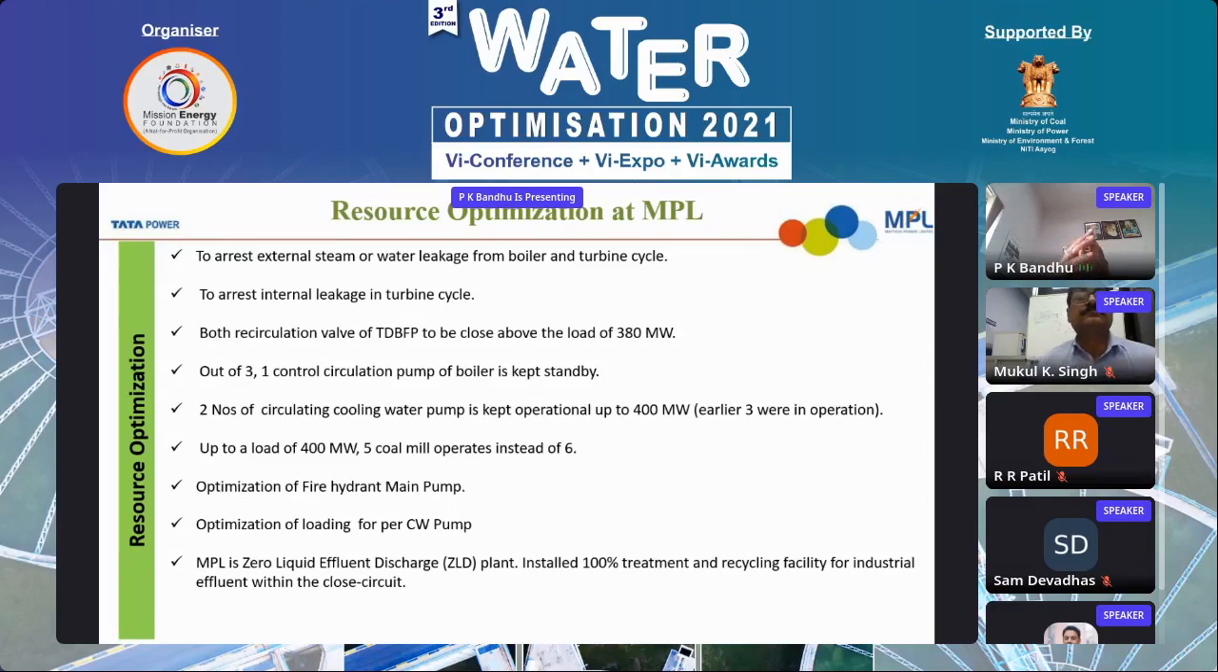Third one, we now have a project to take care of the surface drainage water. You know that most of the rainwater flows through the river and goes into the sea, mixing with the sea water. So we are trying to capture the surface water of our plant premises by boring in various places and recharging the groundwater through different pits.